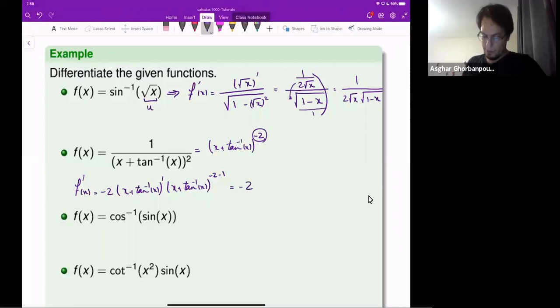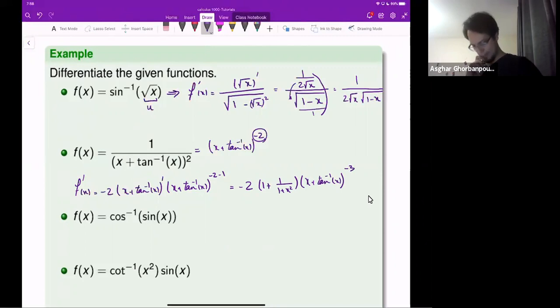This is negative 2. Derivative of x is 1. Derivative of tan inverse is 1 over 1 plus x squared, or x squared plus 1. Those are the same thing. Times x plus tan inverse x to the power negative 2 minus 1, which is negative 3. Okay.